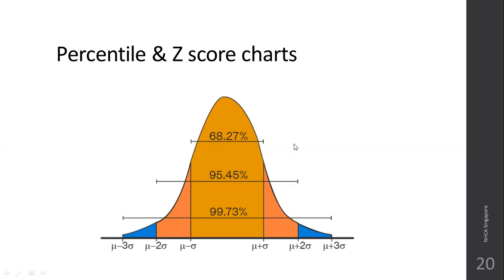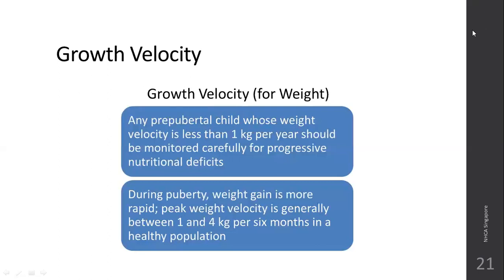So this is how you use a Gaussian curve or a normal chart. Then we have growth velocity, for height and weight. Growth velocity for weight, yeah, it is near to average. 10 percentile is near to average. 20 percentile, the more you go far from the average, means you have an abnormality there. The more closer you are to the average, it's normal. Okay.